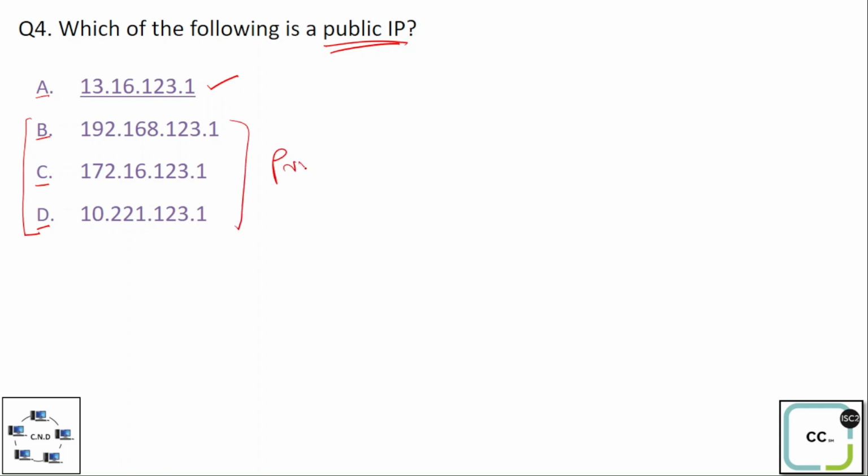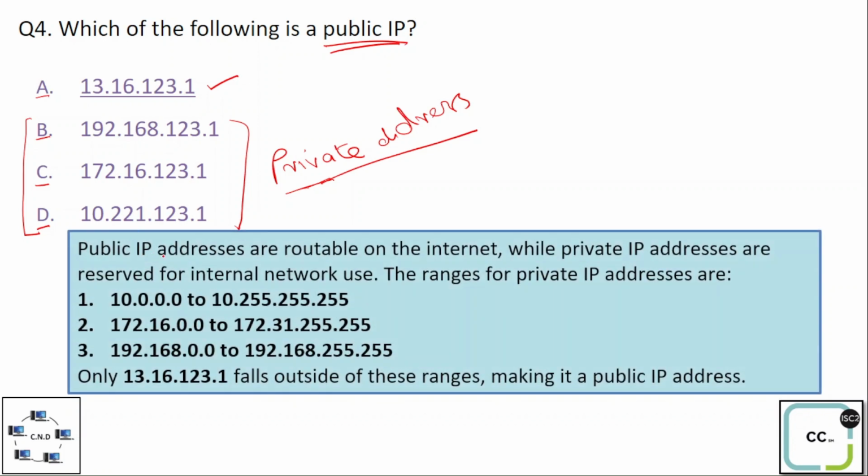So we have basically two types of IP addresses. One is private and the other is public. Public is one that is routable over the internet, and private addresses are those that are used inside your private network and not routed over the internet. Let me get the explanation. So public IP addresses are routable on the internet, while private IP addresses are reserved for internal network use.